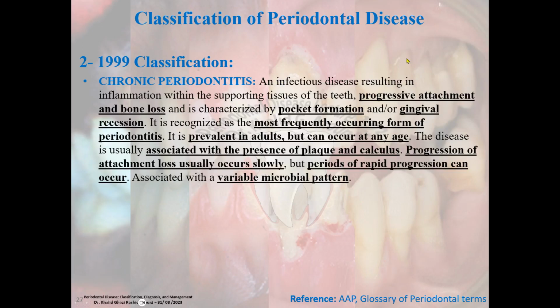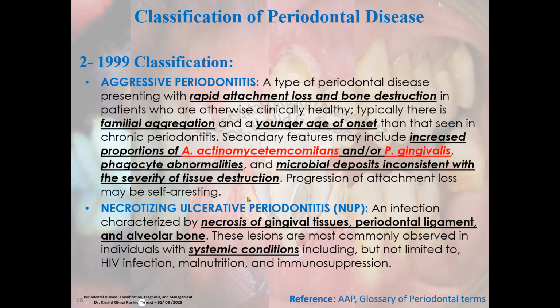So chronic periodontitis: progressive attachment loss and bone loss, pocket formation, and it's the most frequently occurring form. It's prevalent in adults, can occur at any age, and is usually associated with the presence of plaque and calculus. The progression occurs slowly, with periods of rapid progression sometimes happening, associated with a variable microbial pattern.